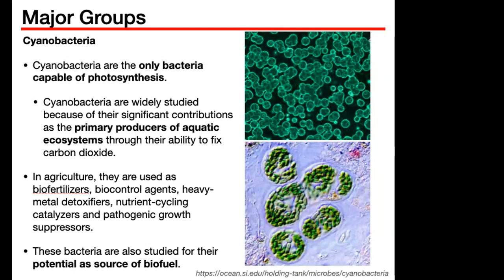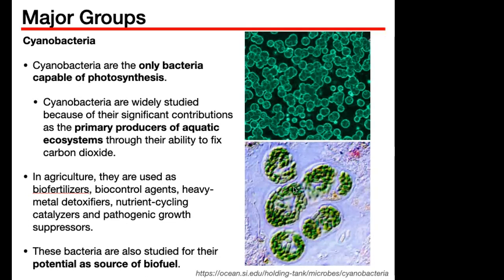And they are primary producers, as I said earlier, in the aquatic ecosystem. So they occupy the bottom part of the food chain. And in agriculture, for example, they cultivate this one as biofertilizer, biocontrol agents, detoxifiers, and even as a source of biofuel. Especially this process takes place inside the thylakoid membrane. So this one actually can be harnessed.